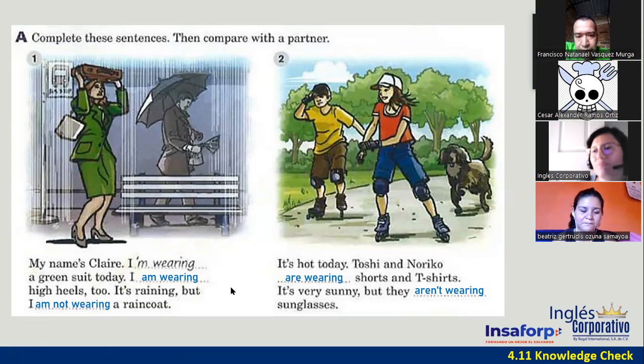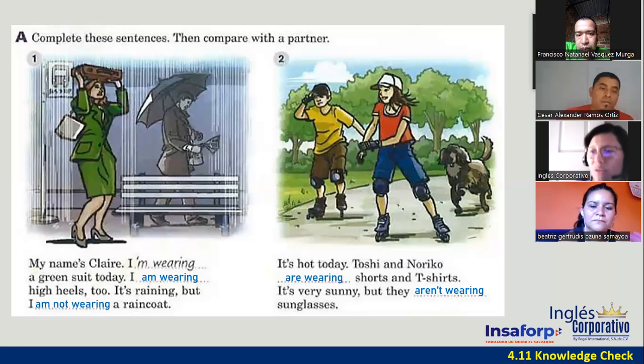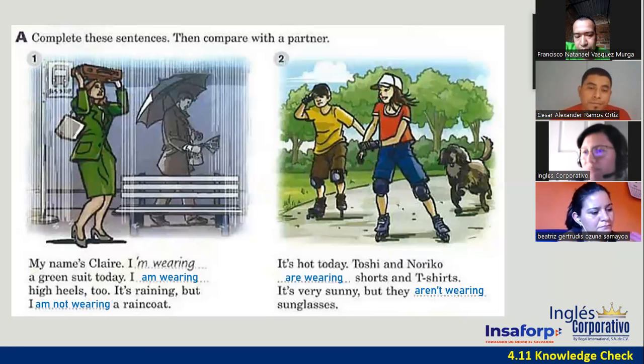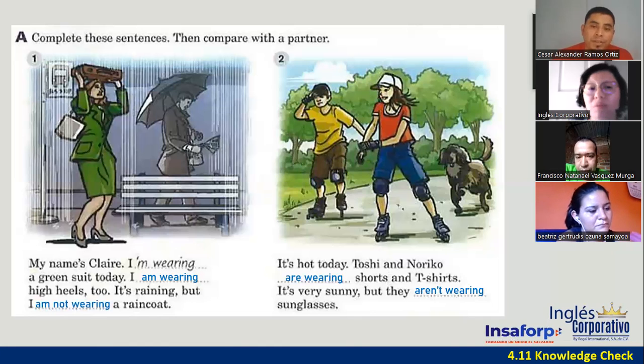My name is Claire. I'm wearing a green suit today. I'm wearing high heels too. It's raining, but I am not wearing a raincoat. Raincoat, okay, thank you very much. What about number two, César? It's hot today. Toshi and Noriko are wearing shorts and t-shirts. It's very sunny, but they are wearing sunglasses. Exactly. Very good. Thank you so much.